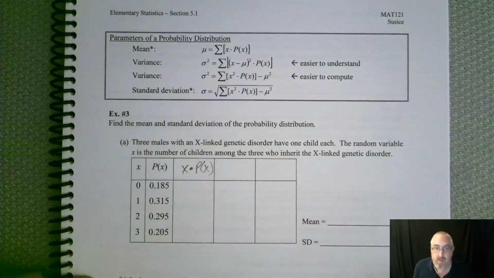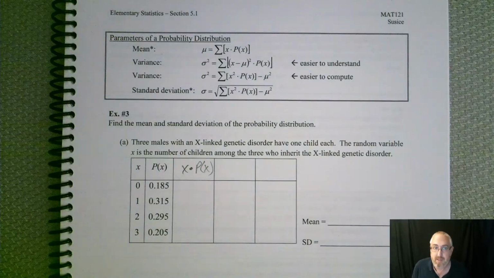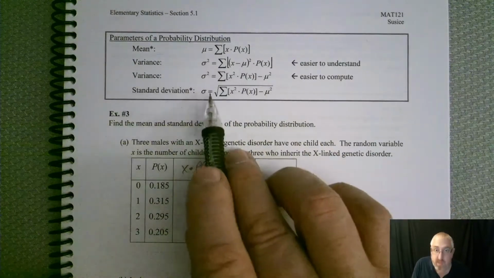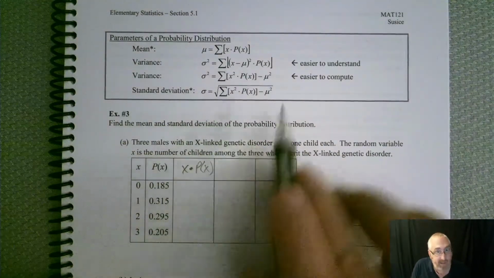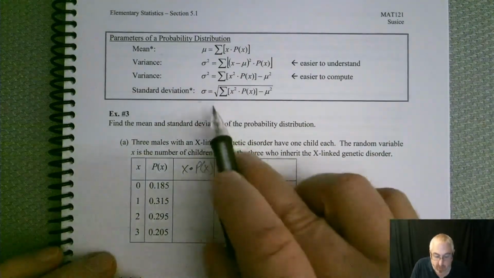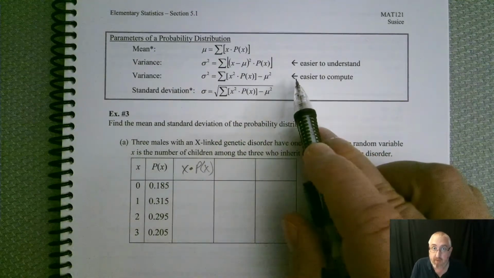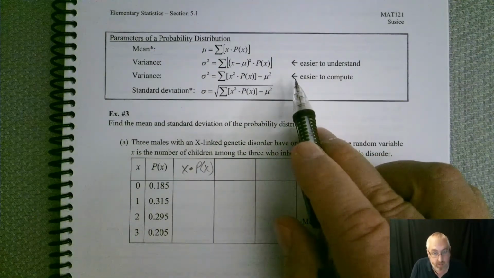The very first title is x times p of x in your table. So we're going to be able to do that pretty quickly. All right. So let's take a look at the standard deviation one. Again, a lot of stuff going on. We got the square root, which is pretty indicative of standard deviation. So don't forget that square root.